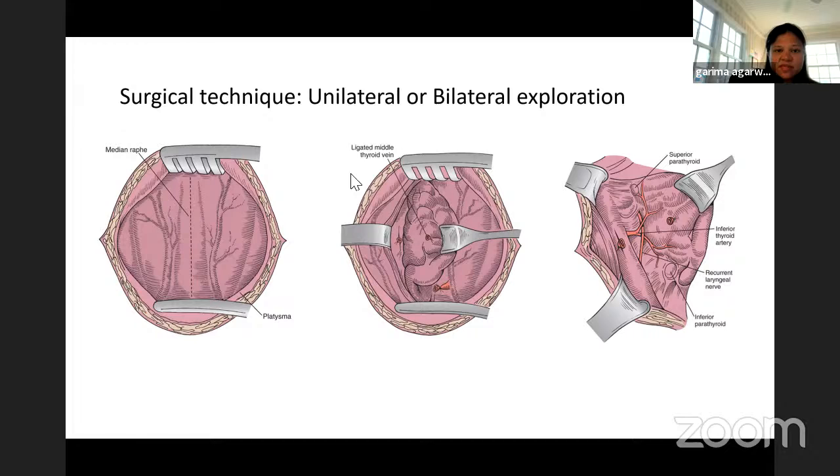Bottom line is, whether we choose unilateral exploration or bilateral exploration, this is the basic technique. We find the midline white line, retract the strap muscles laterally, retract the thyroid medially, find our carotid artery, and then find that adenoma located right medial to the carotid artery or lateral to the thyroid lobe. So it's straightforward on both sides, whether unilateral or bilateral approach.